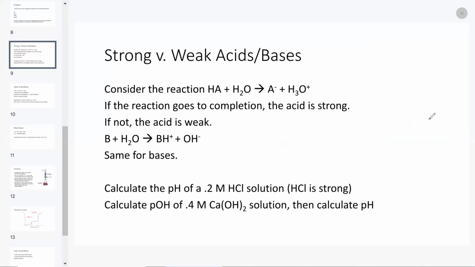And of course, the same thing goes for bases. So we have some base plus water goes to the conjugate acid of the base plus hydroxide. And of course, if this reaction goes to completion, it's strong. If it doesn't, it's weak. Common strong bases include hydroxide salts, so NaOH, calcium hydroxide, or slaked lime. So salts that contain OH minus are often strong. Weak bases include ammonia, sodium carbonate, stuff like that.